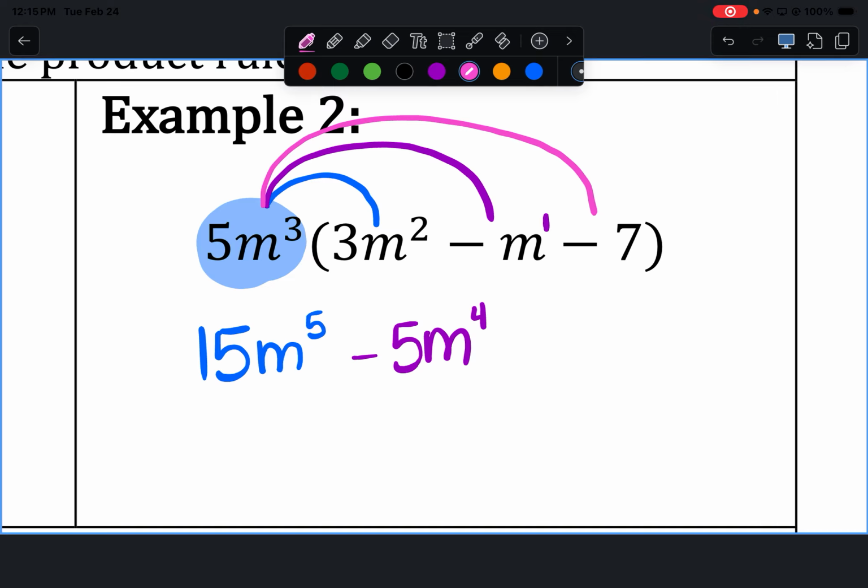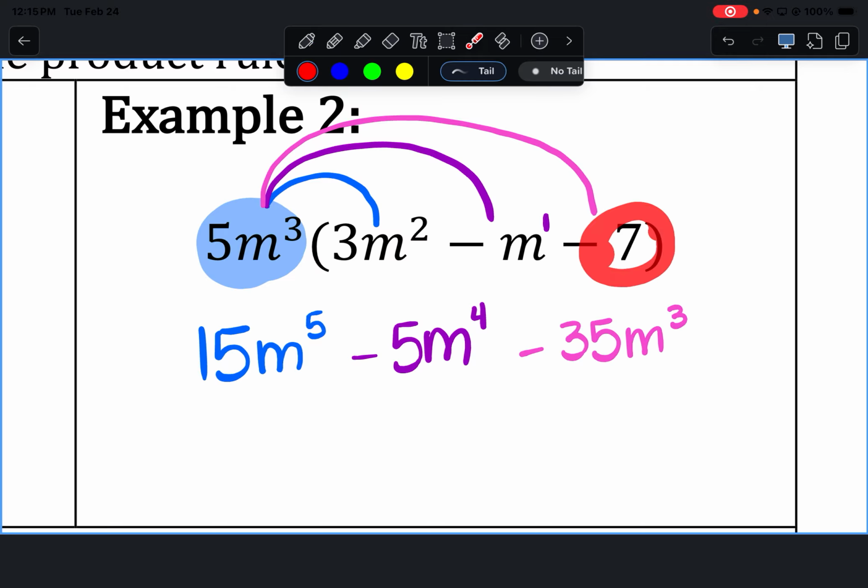What is 5m to the third times negative 7? Negative 35m to the third, because does this 7 have any m's? No. So there's nothing I need to worry about with the exponents. And so that is all we have to do from there. Is that in standard form? Yeah. So what we're going to do is look at questions 2, 4, and 6, and we're going to distribute our monomials into the polynomials.